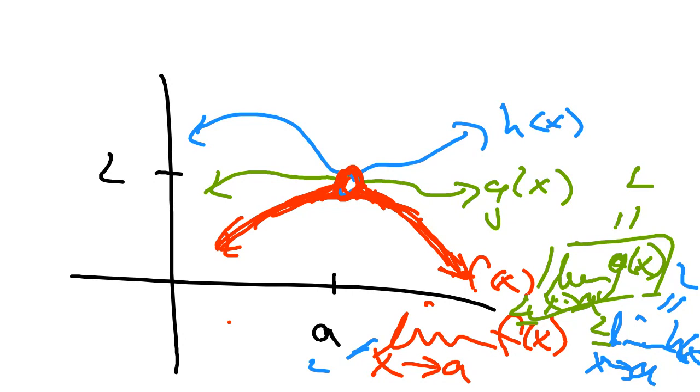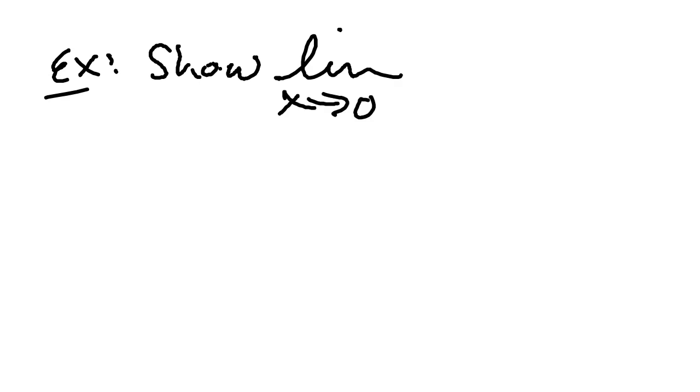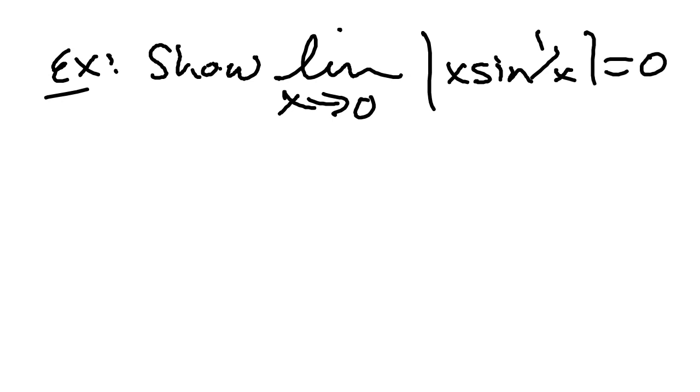So the question is, how do we do this for a specific problem? Let me show you one, so that hopefully that will help you with number 30 on your homework. So here's an example. I want to show that the limit as x approaches 0 of the absolute value of x times sine of 1 over x exists and equals 0. The reality is that graph might be hard to come up with, but if we have a graphing calculator, we may be able to do this. But I want to show this by the squeeze theorem. So I'm going to use the squeeze theorem on this.